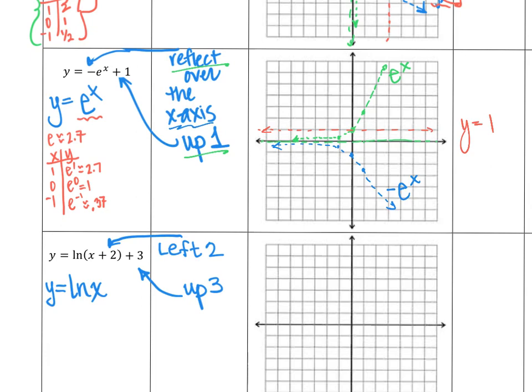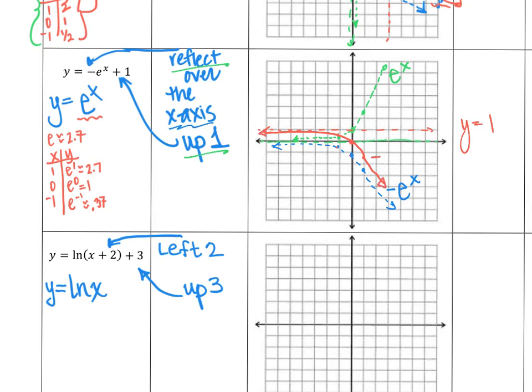And all our points will just shift up 1 space. So instead of being at 0, negative 1, it'll be at 0, 0. 2.7 is now at 1.7. And this 0.37 will be close to there. So just a sketch, but this is going to be the function reflected and shifted up 1.